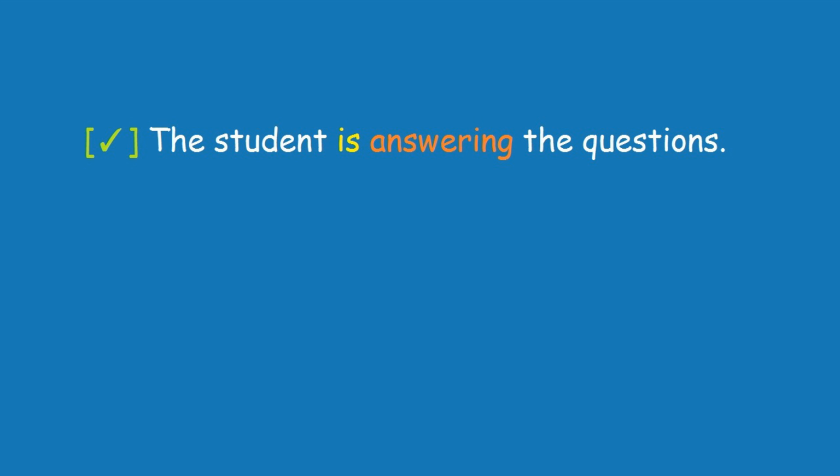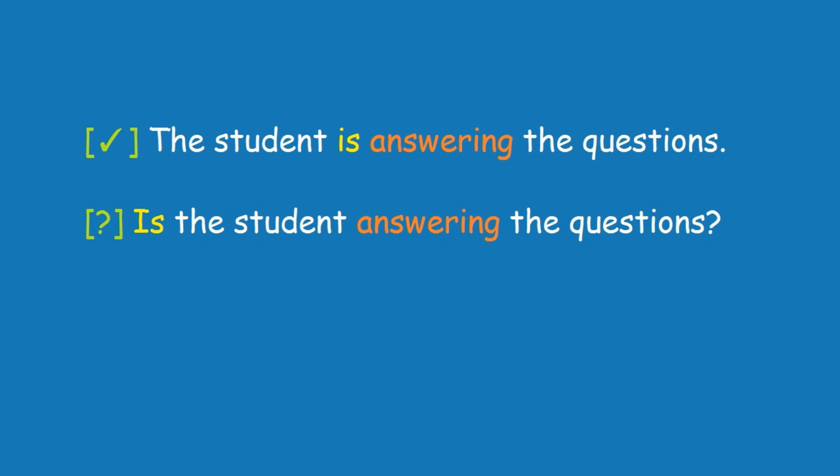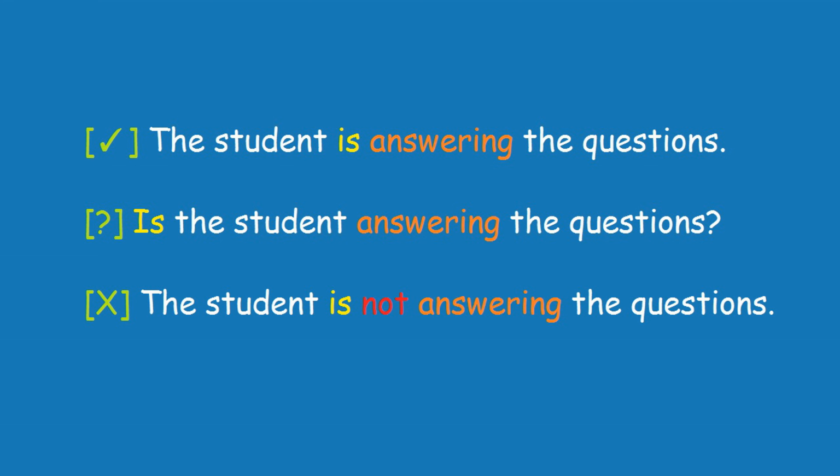The next one. The student is answering the questions. Affirmative. Now let's turn it into a question. Interrogative form. Is the student answering the questions? Okay. Now the negative form. The student is not answering the questions.